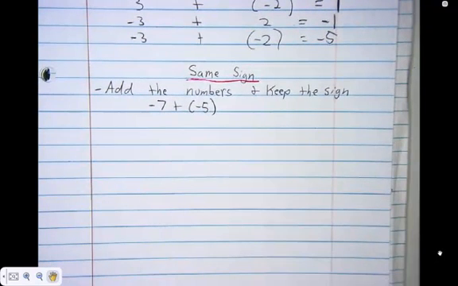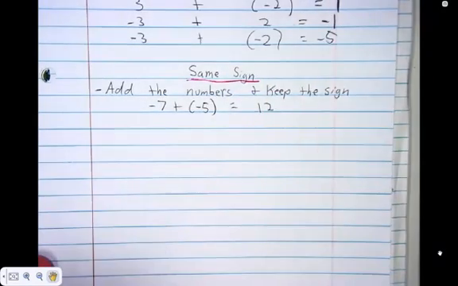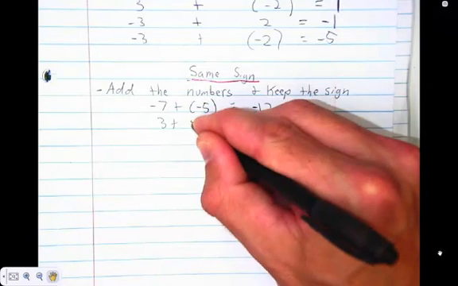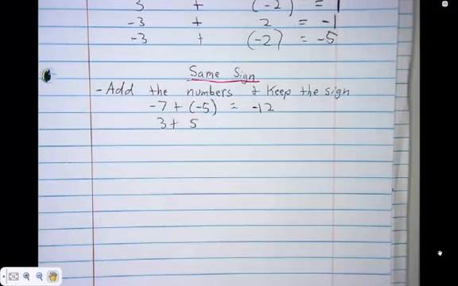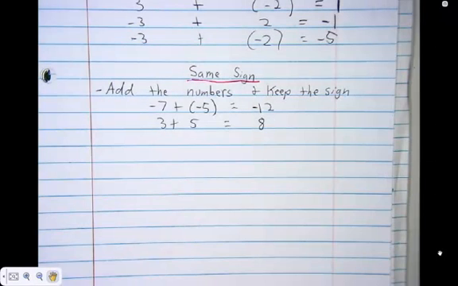So we had -7 plus -5. We would just add like normal with 7 plus 5. Good, 12. So 7 plus 5 is 12. And then we just keep that same sign, so the answer would be -12. We just add the numbers and keep the sign, just like before. Like if we had 3 plus 5, what would 3 plus 5 be? 8. Nothing tricky. It's just 8, just like before.